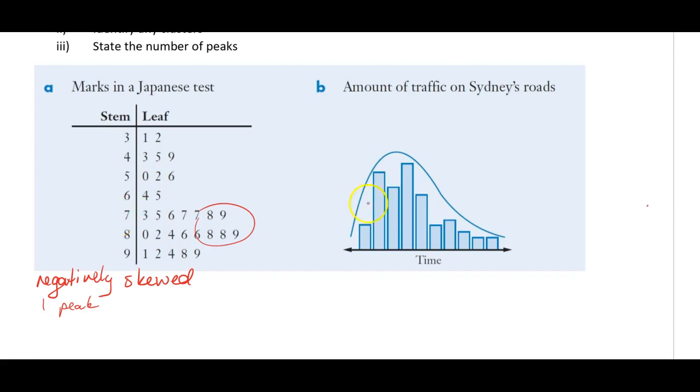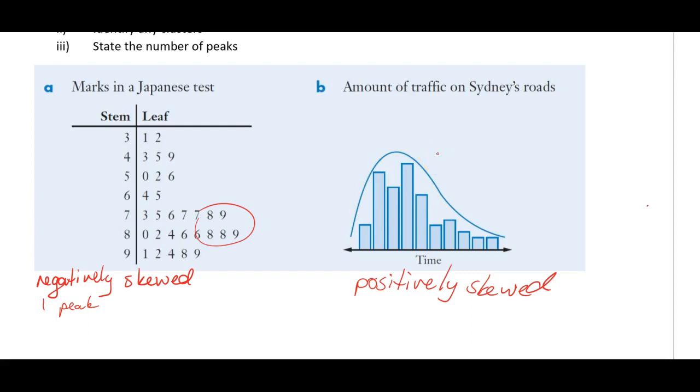Over here, again, I have a skewed distribution, but it looks like it's being pulled on the positive side, right? I've got a bit of a bulge on the positive side, so that's positively skewed. Right? Any clusters? Not particularly.